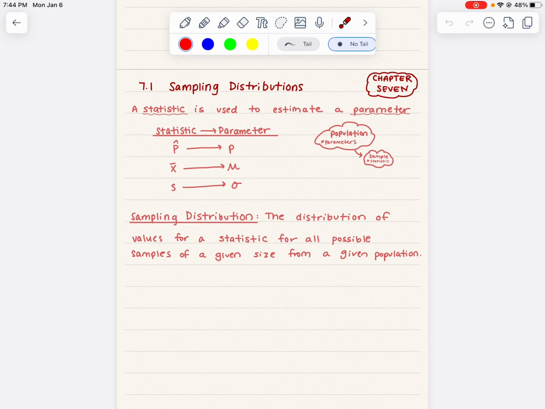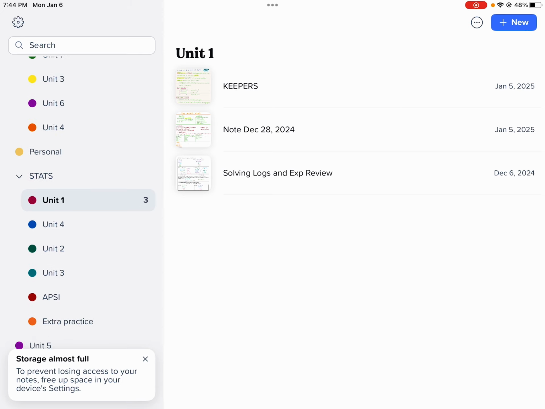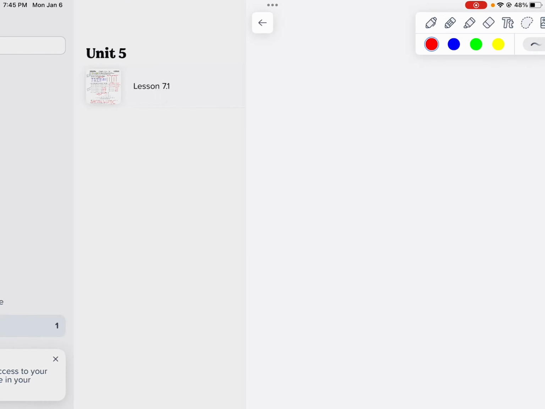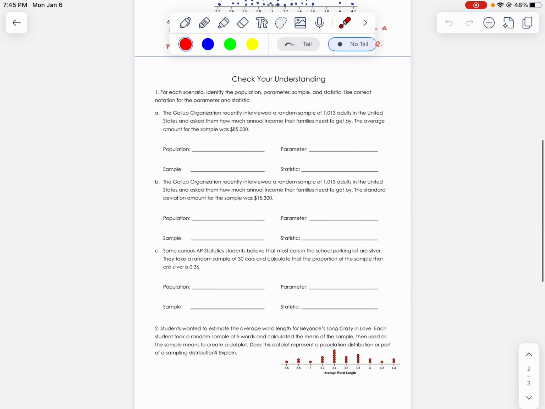All right, I'm going to go back to the lesson notes now. I'm going to actually do the check your understanding for today, just to show you a little bit more practice of this content. So for each scenario, identify the population, parameter, sample, and statistic. Use correct notation for the parameter and statistic.